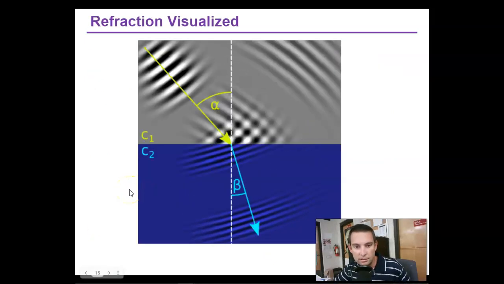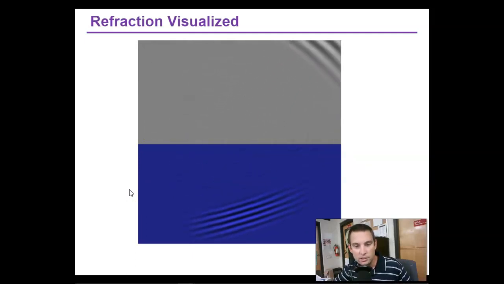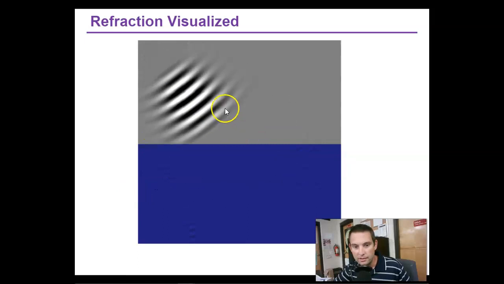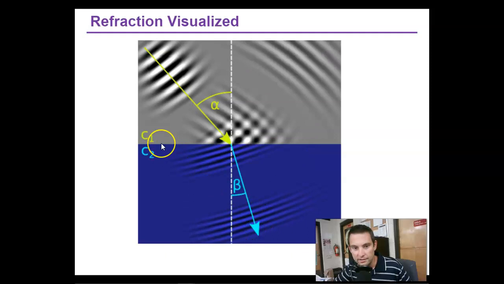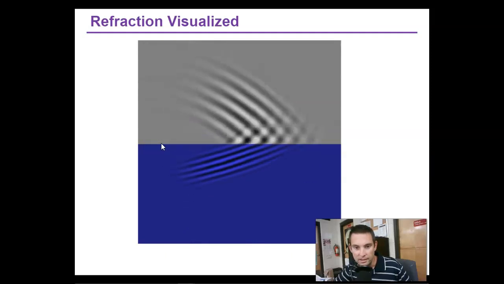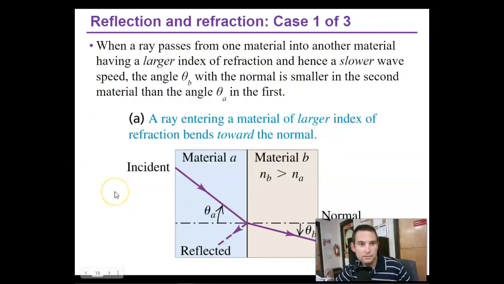Here is a little visualization, a moving picture of refraction. You can see some of the rays are reflected, meanwhile some are refracted as it changes medium. This could be air to water, or less dense to a greater dense. When a ray passes from one material to another material, having a larger index of refraction, and hence a slower wave speed, the angle theta b with the normal is smaller in the second material than the angle theta a in the first.